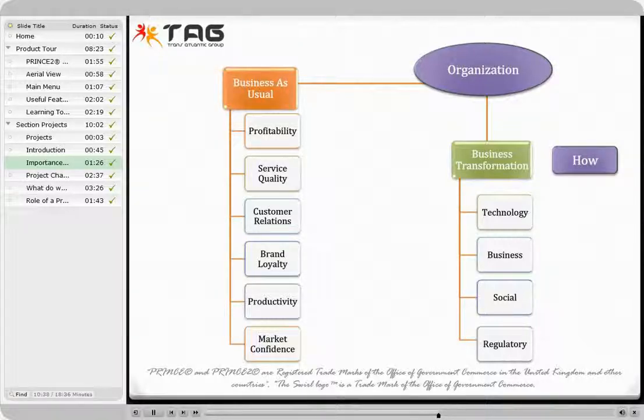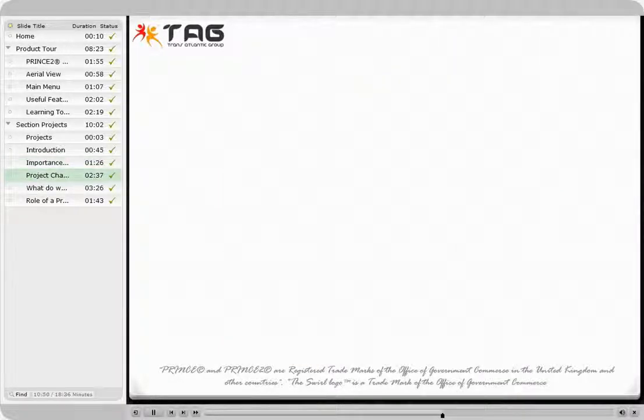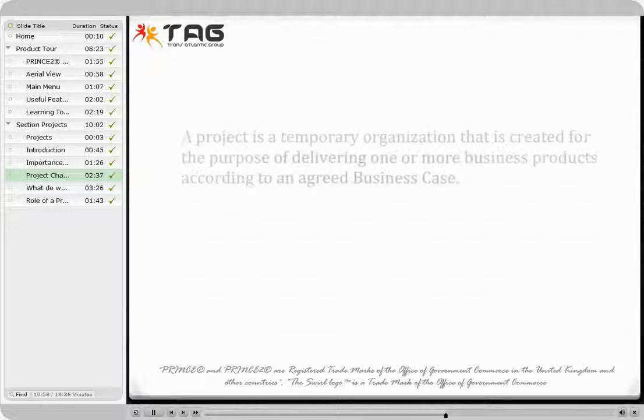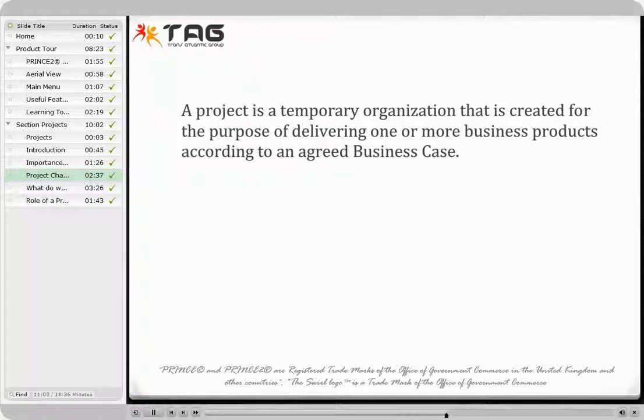Apart from this, and many of the skills required are the same, there are some crucial differences between managing business as usual and managing project work. Employees most frequently asked about project management define it in these words. A project is a temporary organization that is created for the purpose of delivering one or more business products according to an agreed business case.